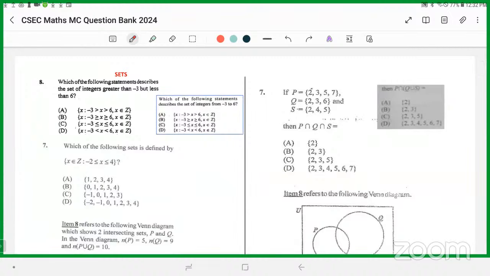How long are we going so far? Huh? No, we started at 11 o'clock. I'm going to take a 10 minutes break now. 10 minutes. No, 10 minutes break. Don't need no more than that. 10 minutes break.